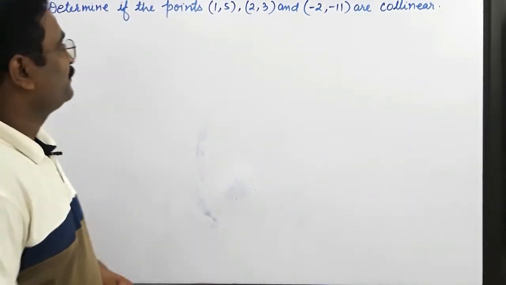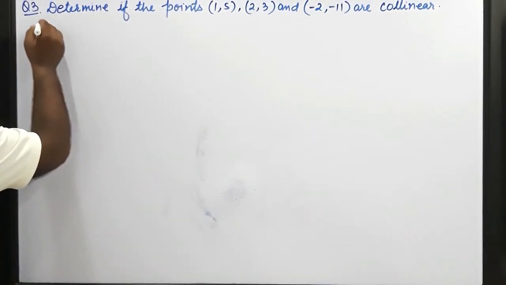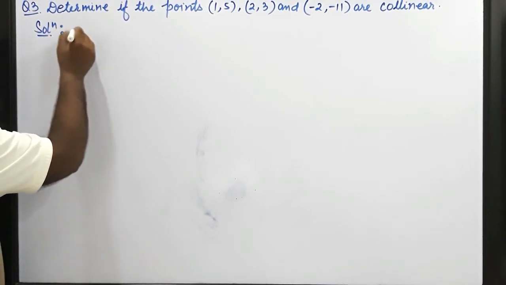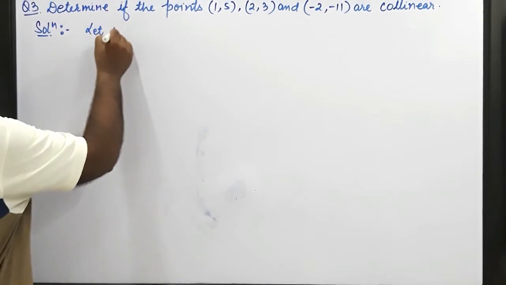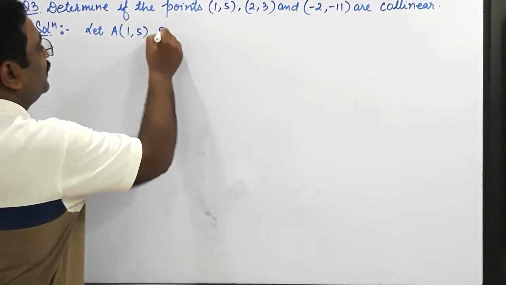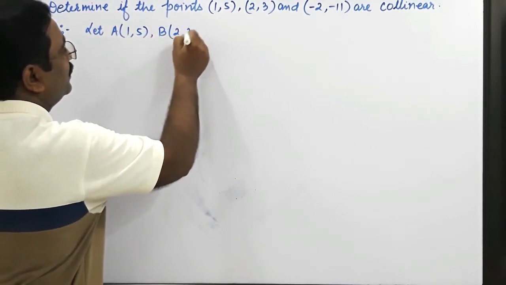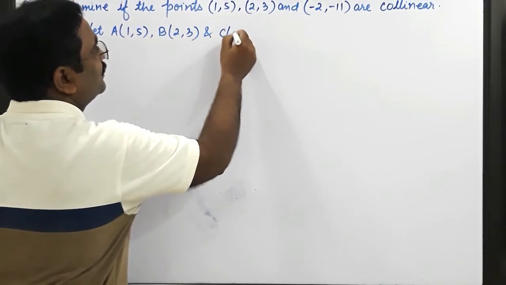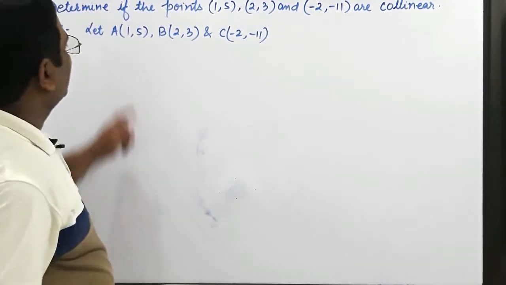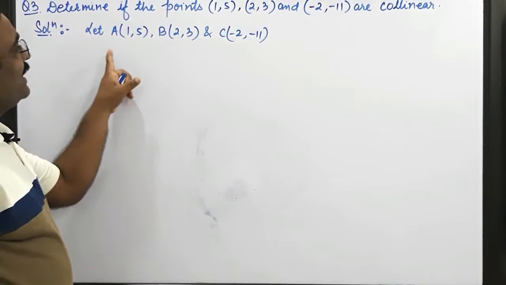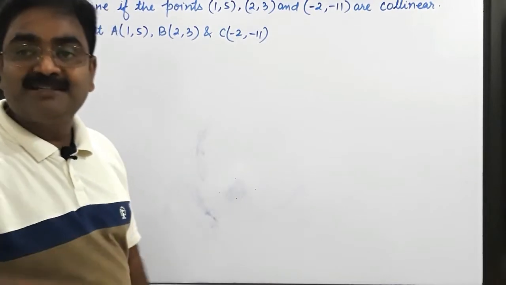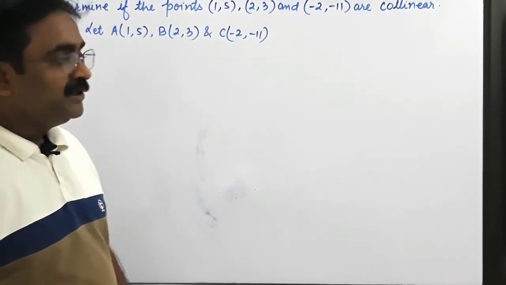First, let us understand. So, in the solution of this question, let A be the point with coordinates 1, 5, B the point with coordinates 2, 3, and C the point -2, -11. These are the points A, B and C, and 1, 5, 2, 3 and -2, -11 are the coordinates of these points, right?